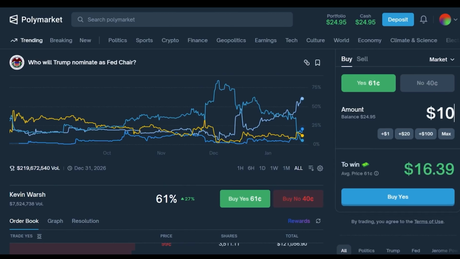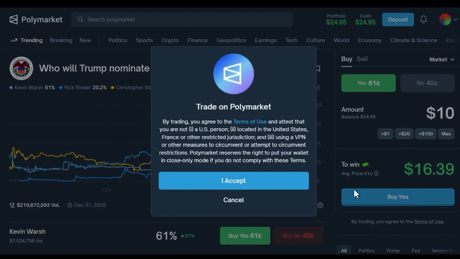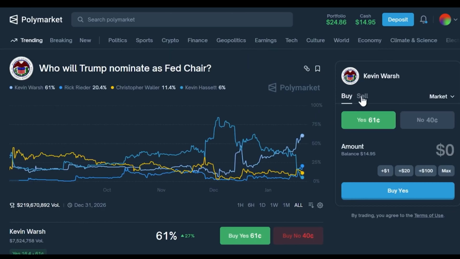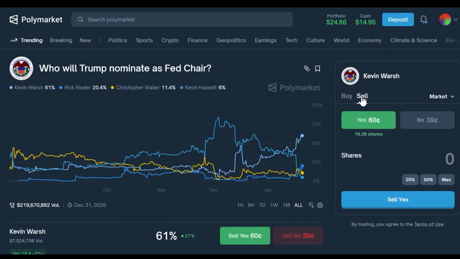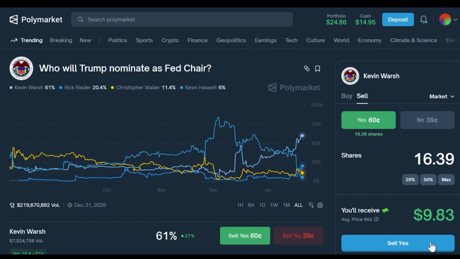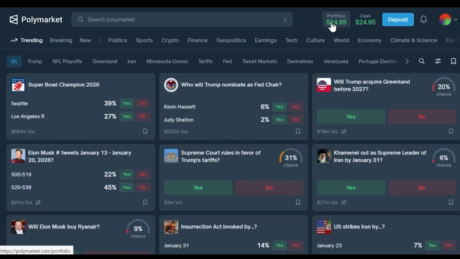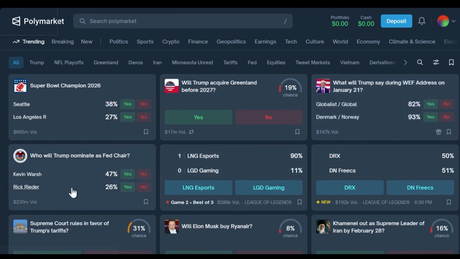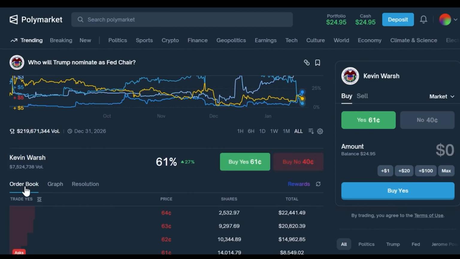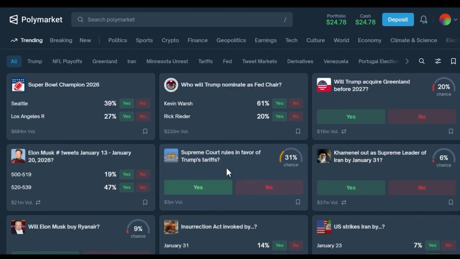Once the trade is complete, you can view your position in your profile. From there, you can track your shares, entry price, and current profit or loss. If you want to exit, simply sell your shares, and your funds will return to your account. And that's it. This is how Polymarket works and how you can get started step by step. By staying active on the platform and understanding how trades work, you now know how users interact with Polymarket.